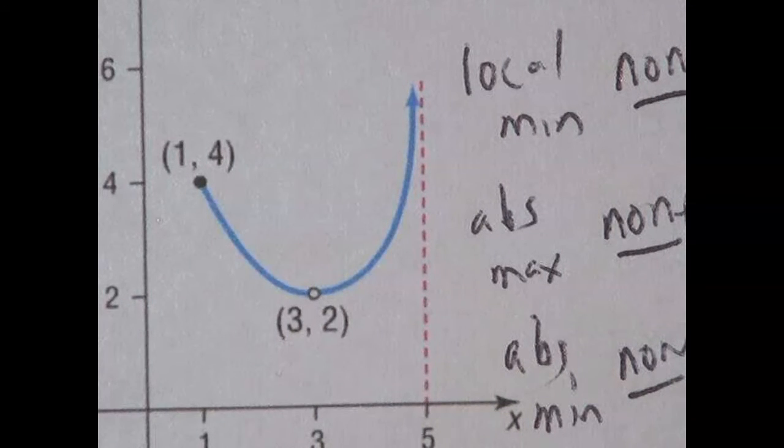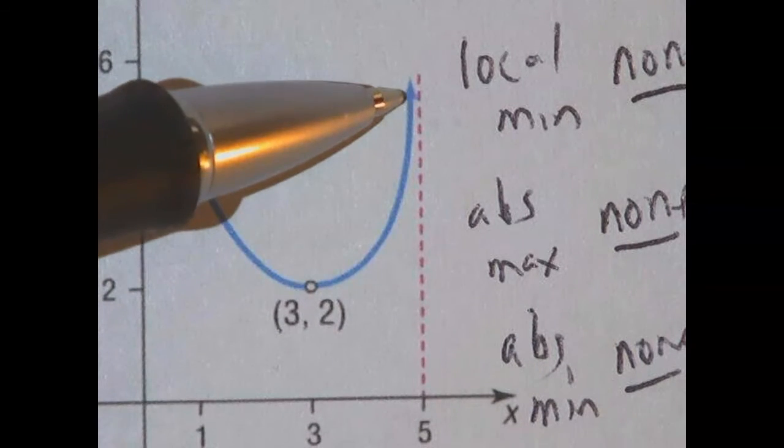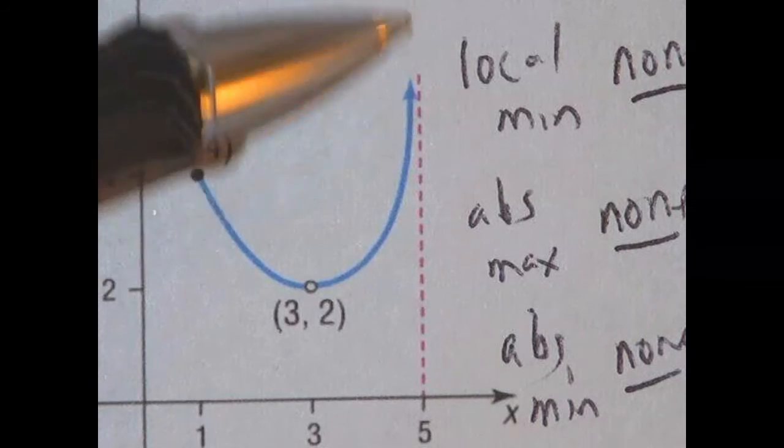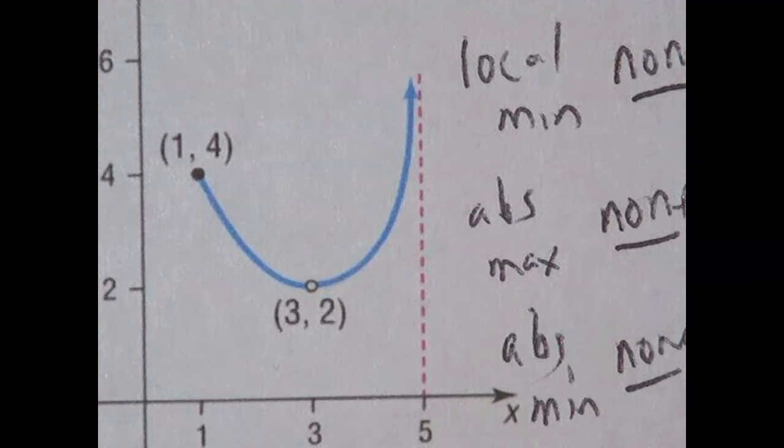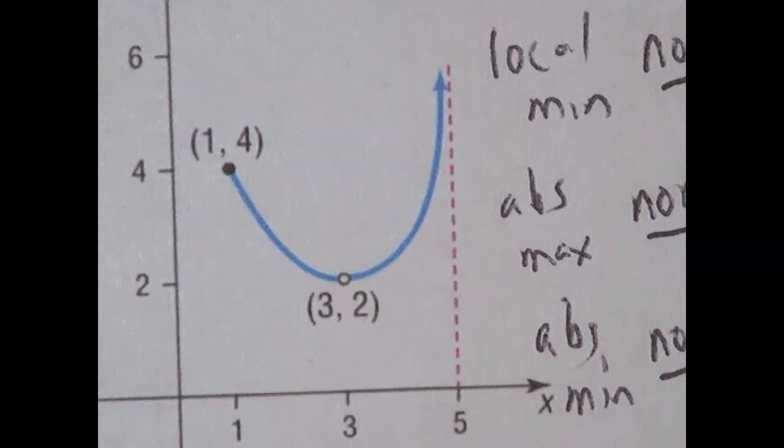Now what about absolute max? The absolute max is ruined because of the arrow here. It says it's going up. It looks like it's asymptotic, but it's going to go up forever. Okay, so there's no absolute max.